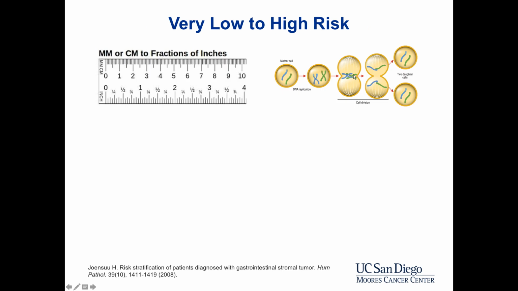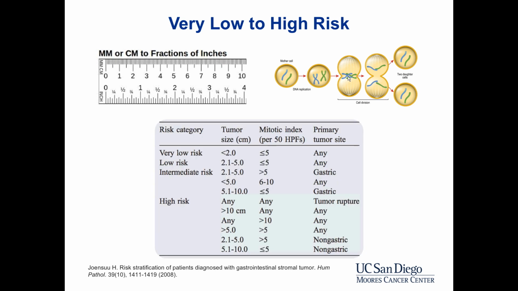The mitotic index refers to the identification of mitoses, where the cells are splitting and the chromosomes are lined up in the middle of the cells. And these two factors are really what play into the most common risk assessment tools that we use for characterizing GIST. As I mentioned before, these range from very low risk of metastasizing to very high risk of metastasizing or recurring.